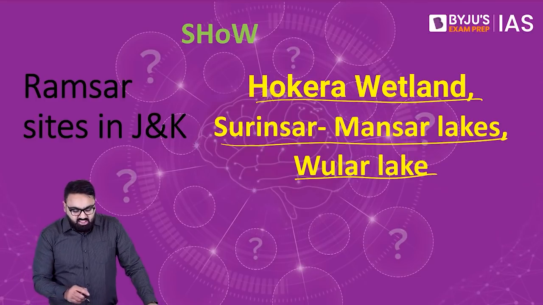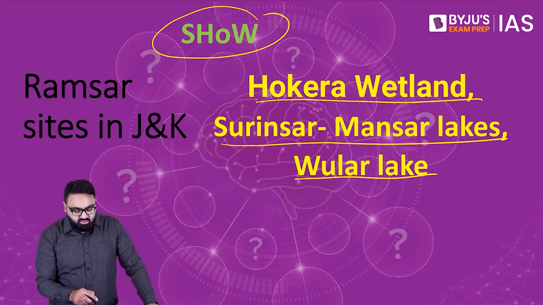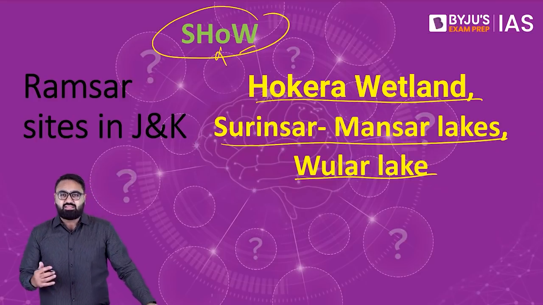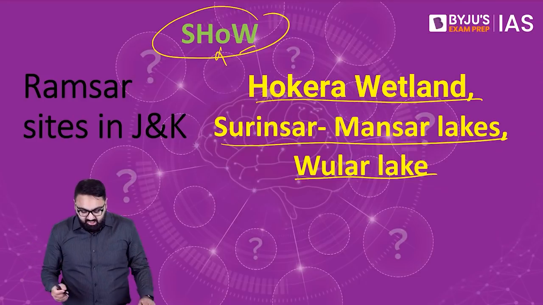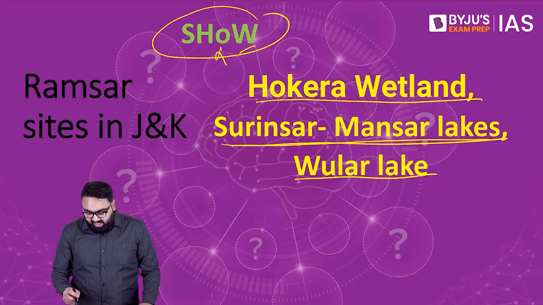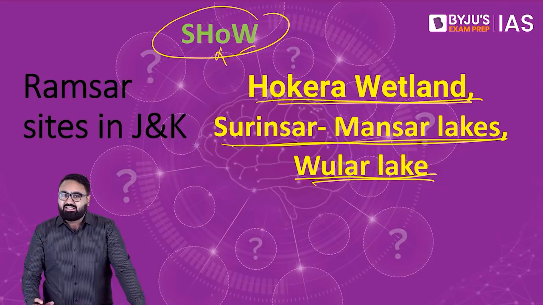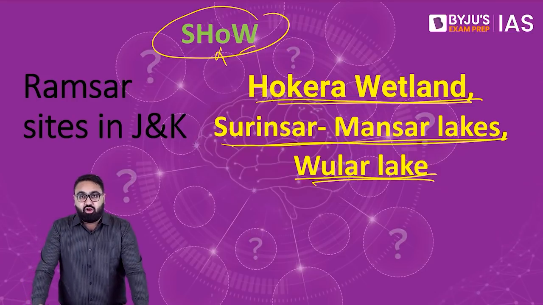Very easy to remember. Just remember the letters SHOW. S-H, ignore the O, and W. S-H-O-W. Show the Ramsar sites, right? S for Surinsar Mansar Lakes, H for Hokera Wetland, and W for the Wular Lake. As easy as they come. So we have already covered 3: UP, Punjab, Jammu and Kashmir, 3 done.